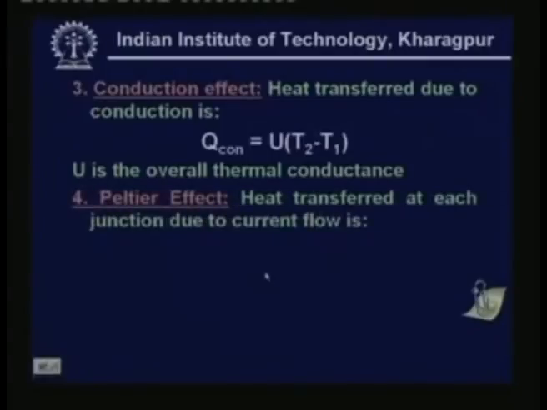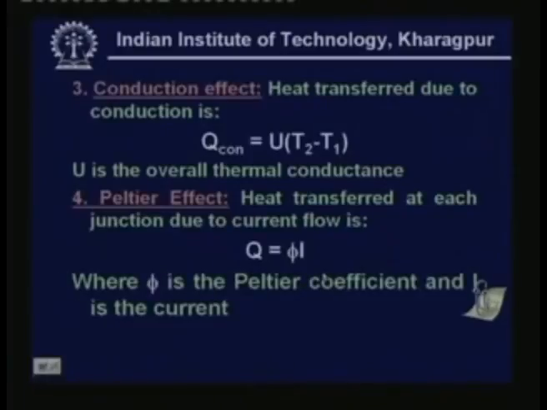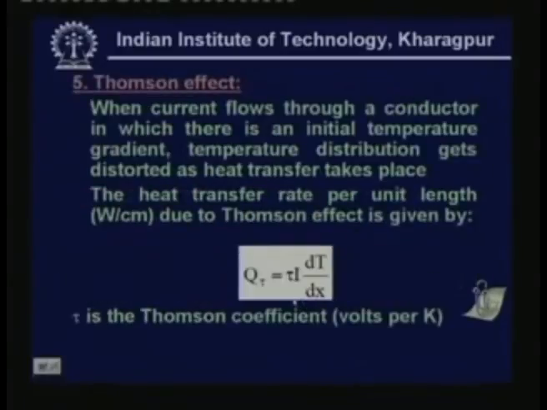The fourth effect is the Peltier effect, which I have already described, and the heat transferred during the Peltier effect at each junction is given by Q is equal to phi into I, where I is the current and phi is the Peltier coefficient. And the last effect is known as the Thomson effect.